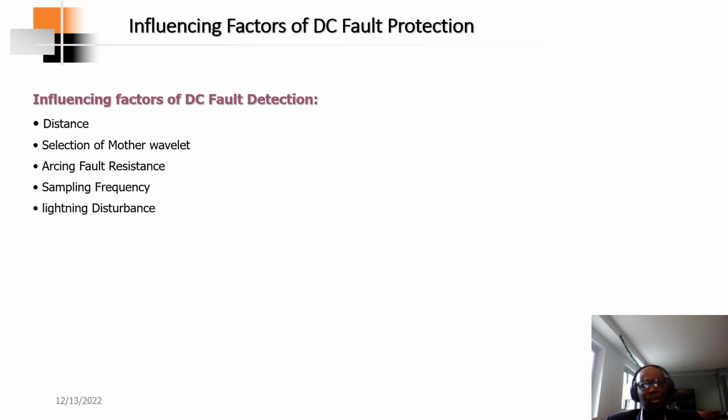As such, it's vulnerable to lightning disturbance. So it is very important that we consider lightning disturbance as part of this presentation for the single line to ground fault, and also the three-phase bolted fault on the AC side of this MMC converter.